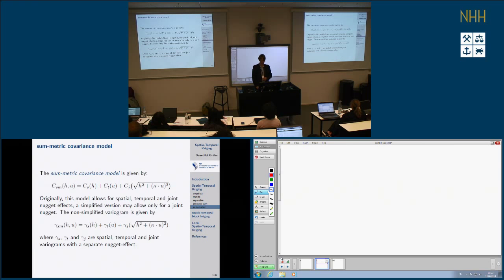Product sum. Yet more complicated, more flexible, more parameters. It's a sum-metric covariance model where you have a spatial component, a temporal component, and a joint component. The joint component is assumed to be a metric one, so we add up different models here. So we need, again, the spatial-temporal anisotropy to describe the joint component of the model. This nicely translates into a variogram of a sum-metric model, and now we have to fit spatial, temporal, and joint variograms here.